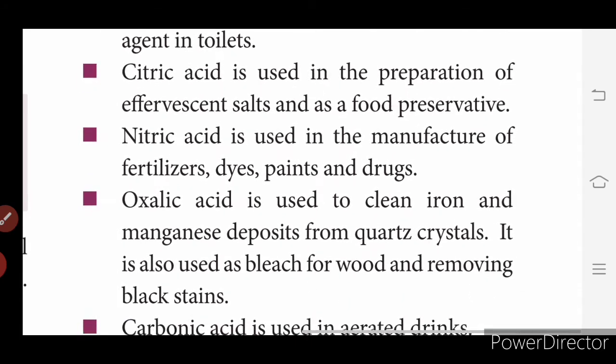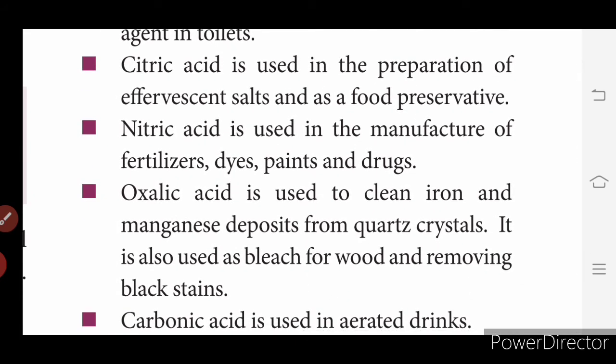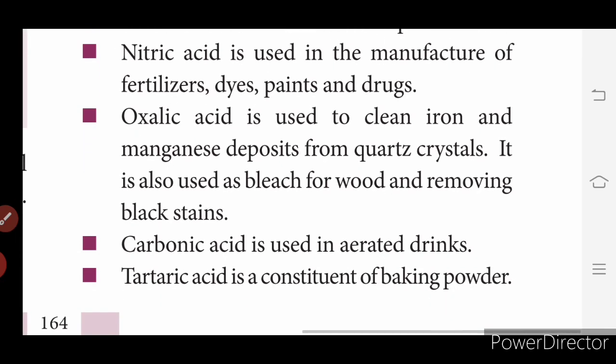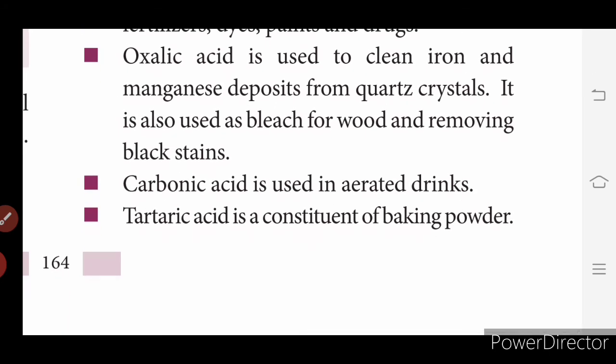Nitric acid is used in the manufacture of fertilizers, dyes, paints and drugs. Oxalic acid is used to clean iron and manganese deposits from quartz crystals. It is also used as bleach for wood and for removing black stains. And carbonic acid is used in aerated drinks.